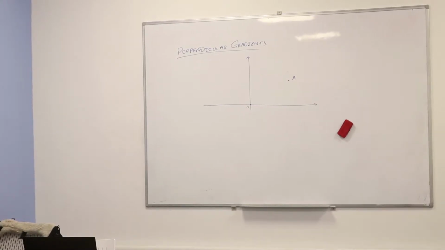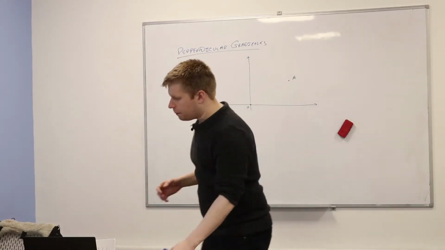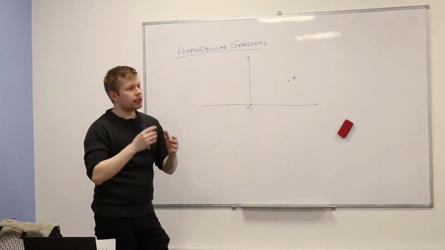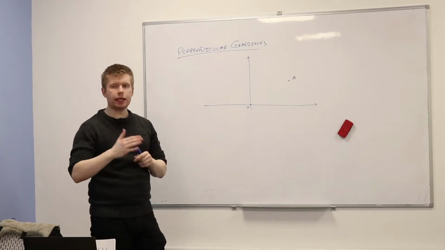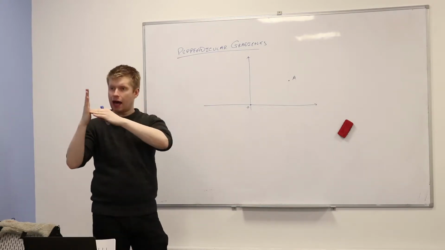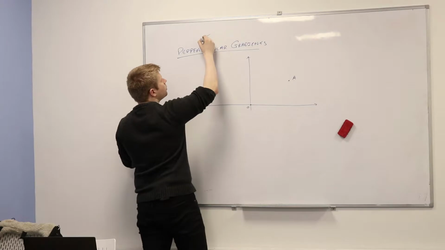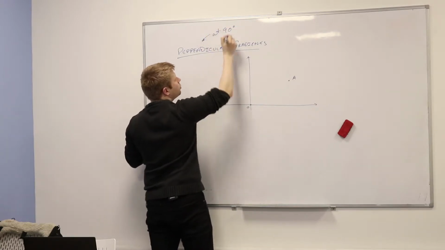Right, so here is the idea. What I want to look at is the relationship between perpendicular gradients. Now you're happy, perpendicular just means at 90 degrees to each other.